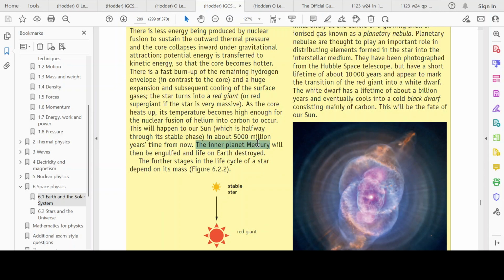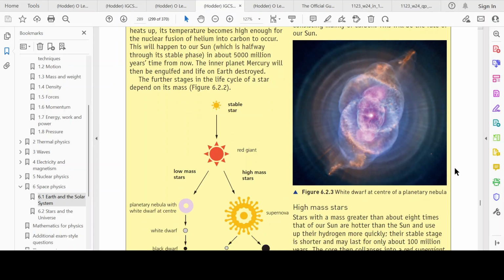The inner planet Mercury will then be engulfed. So if the sun expands, Mercury will be taken up by the sun, and life on Earth will be destroyed because it's going to get much hotter, and life will not be able to sustain. So, right, then other stuff happens.